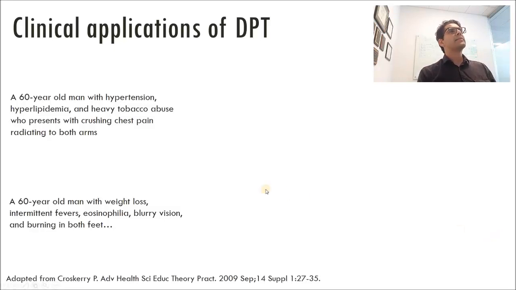So here's dual process theory with a couple of cases. A 60-year-old man comes in with hypertension, hyperlipidemia, heavy tobacco abuse, and he presents with crushing chest pain radiating to both arms. Well, that might be an easy pattern recognition thing for people that have seen any number of patients with acute myocardial infarction. However, if I gave you a 60-year-old man with weight loss, intermittent fevers, eosinophilia, blurry vision, and burning in both feet, well, I don't know about you, but nothing really comes to mind intuitively there.